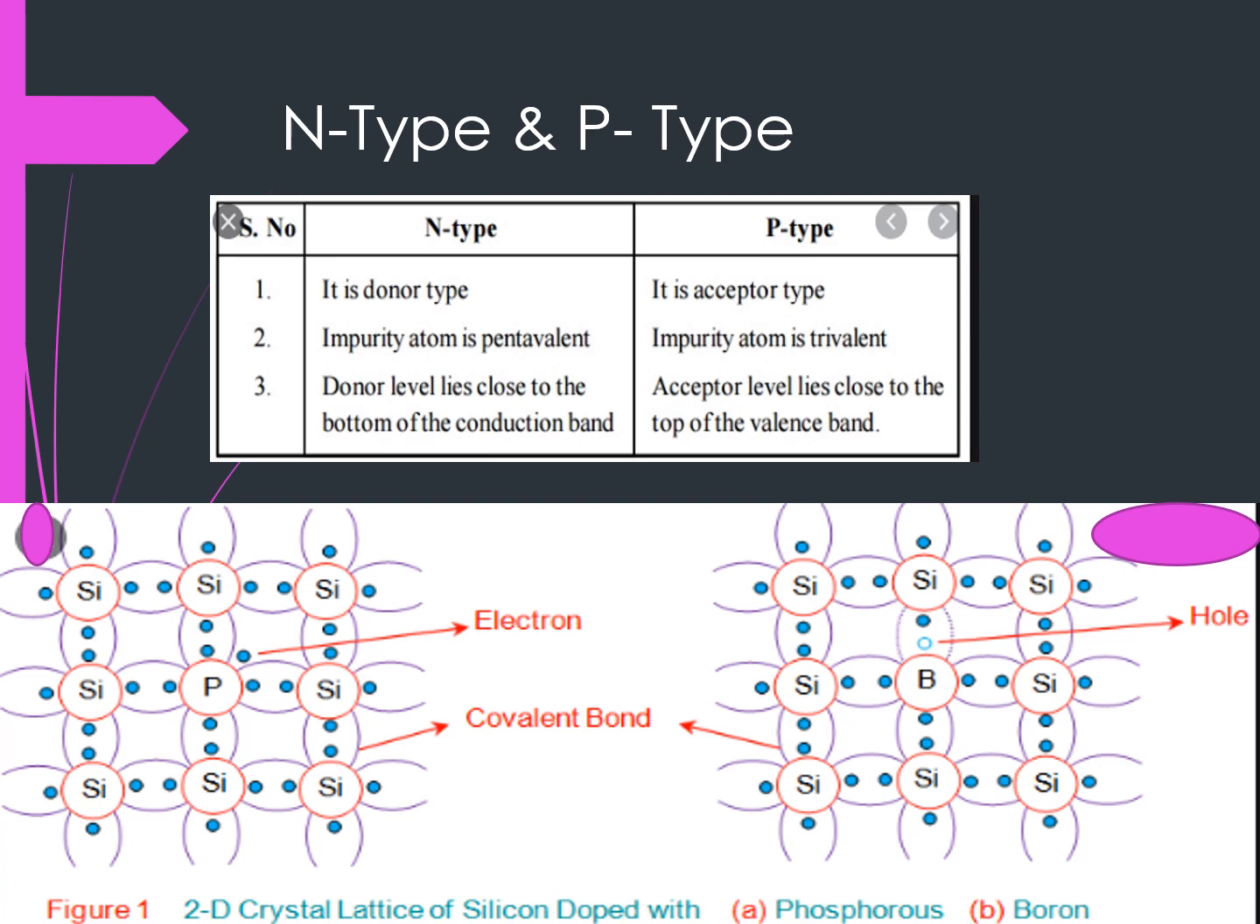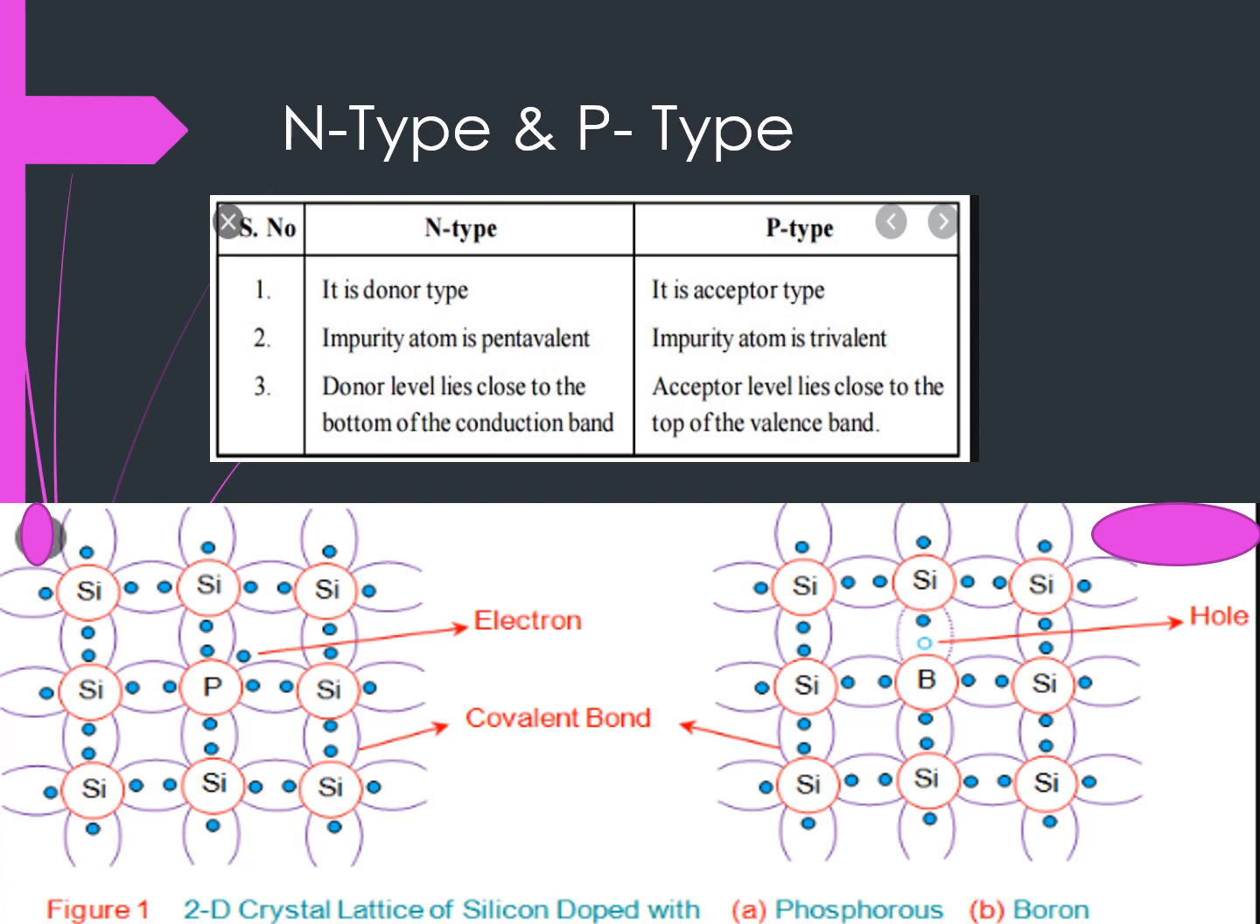The majority carrier of n-type will be electrons and the minority carrier will be holes. Next is the p-type semiconductor. A p-type semiconductor is formed when a small quantity of impurity such as aluminum or boron is added to a pure semiconductor. So we are adding a small quantity of a trivalent impurity, which has a valency of 3.